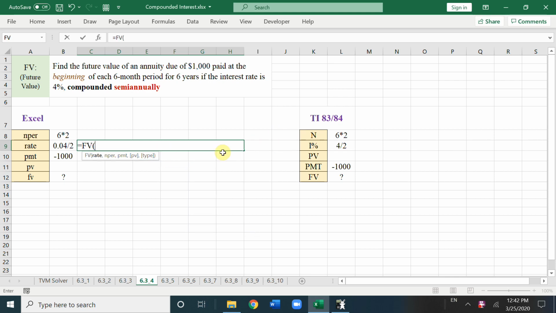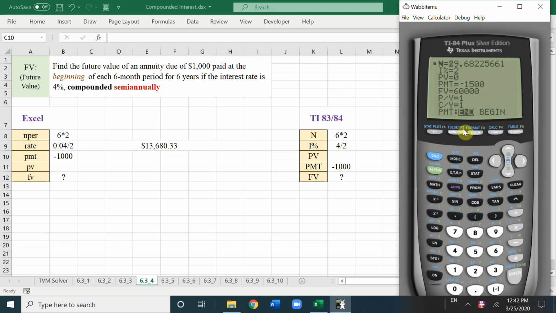Rate is 0.02 divided by 12, payment negative 1,000, and the PV is 0. And for type, you need to choose 1 because it is the beginning of the period, then enter. And for the calculator, let's input all the new numbers. Here, you go to the payment, choose the beginning, and enter.